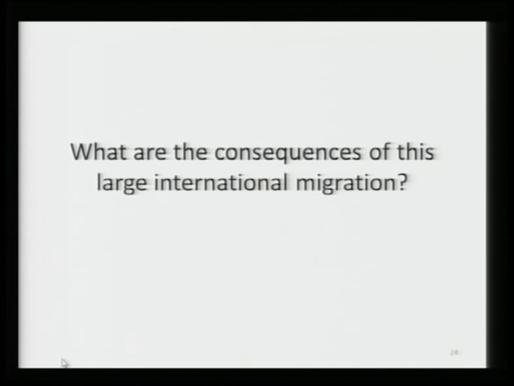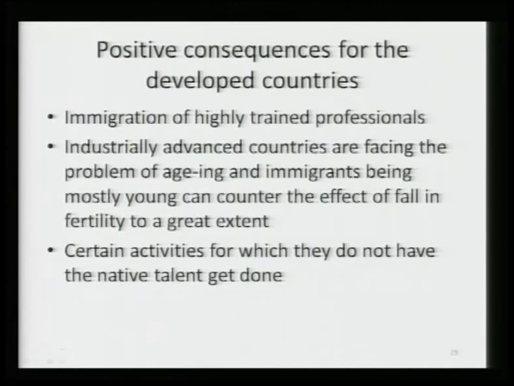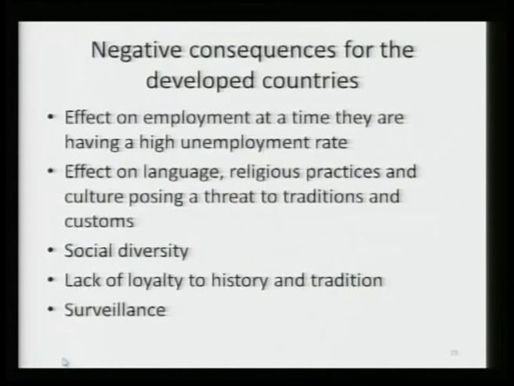You can imagine what are the consequences of this large international migration in developed and developing countries. There are positive consequences as well as negative consequences. Among positive consequences for the developed countries, immigration consists of highly trained professionals, that is why they welcome migrants. Industrially advanced countries are facing the problem of aging, and immigrants being mostly young can counter the effect of fall in fertility to a great extent. And then certain activities for which they do not have the native talent get done.